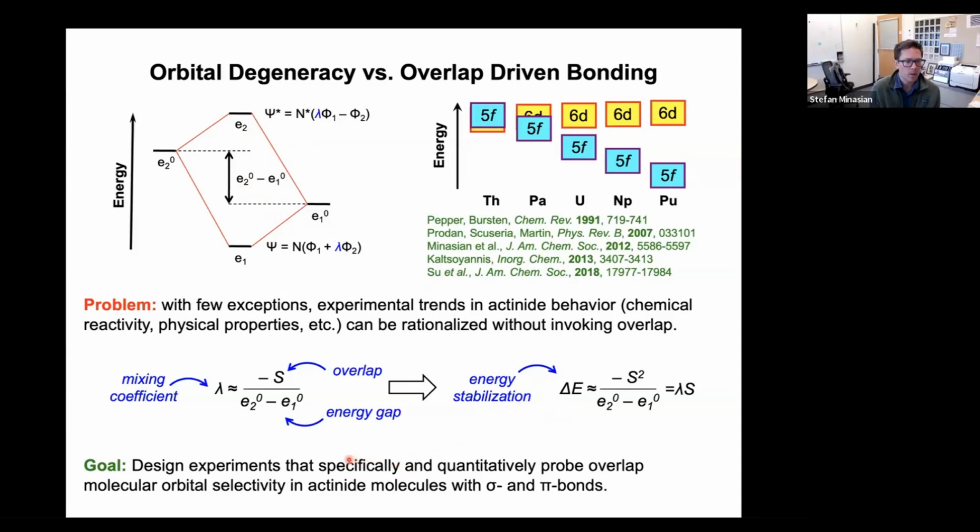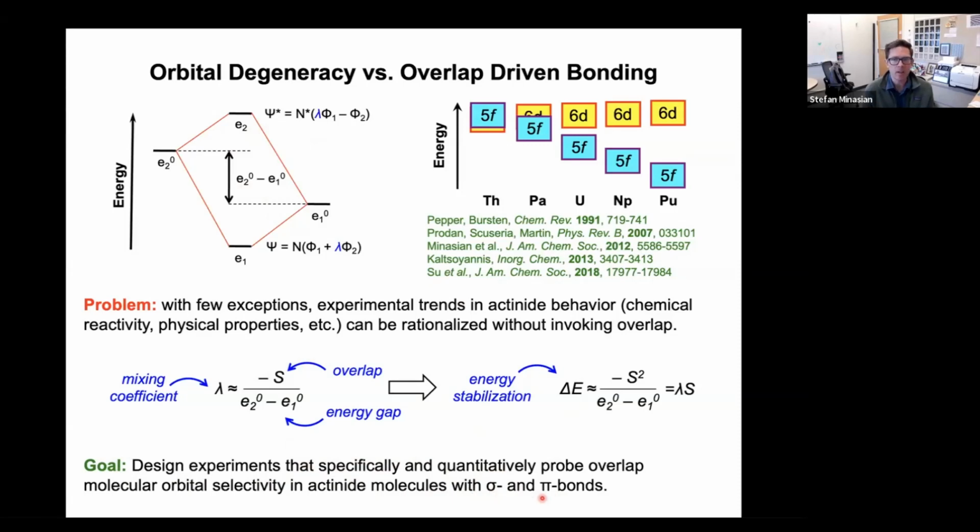And so a lot of the goal of my chemistry recently has been to try to design experiments that allow us to really specifically and quantitatively probe this role of overlap in actinide molecules, and hopefully to have selectivity so that we can look at the various different sigma or pi components in multiple bonding interactions.